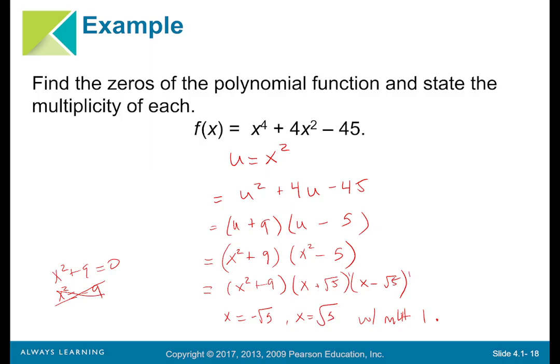Again, just note, x squared plus 9 just contributed nothing. We fully factored x squared minus 5 into x plus root 5 and x minus root 5, and each of those have multiplicity 1.